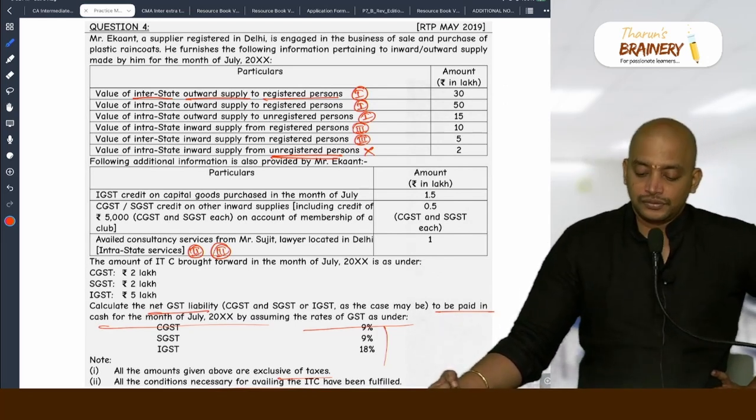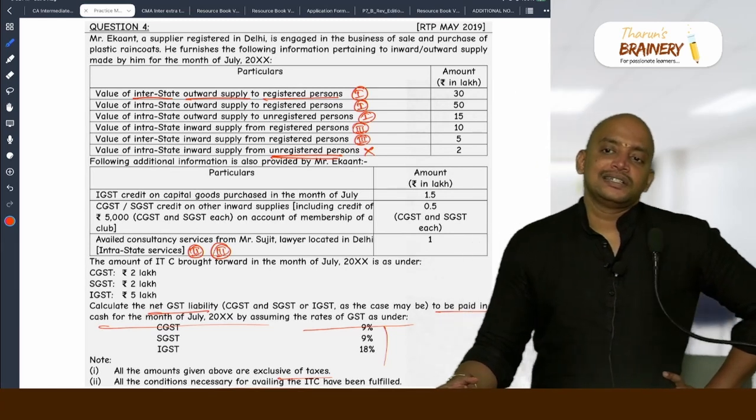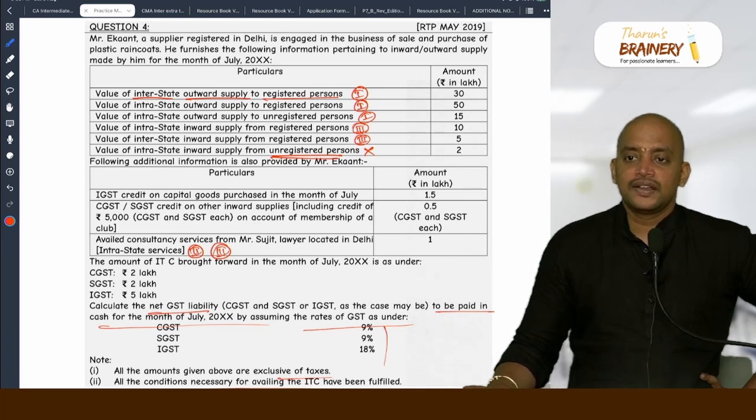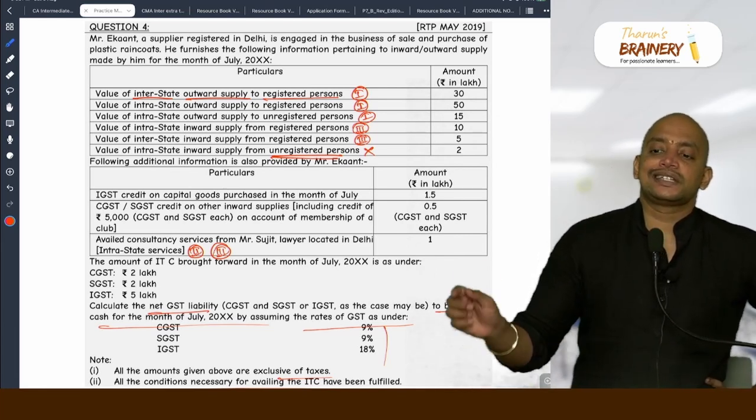Value 50 lakhs. And intra or inter? Intra. So, CGST, SGST. 50 lakhs into 9%, that is 4 lakh 50,000. 4 lakh 50 CGST, 4 lakh 50 SGST, IGST column dash.